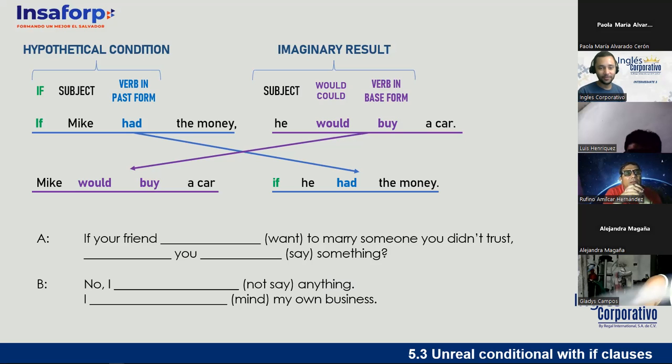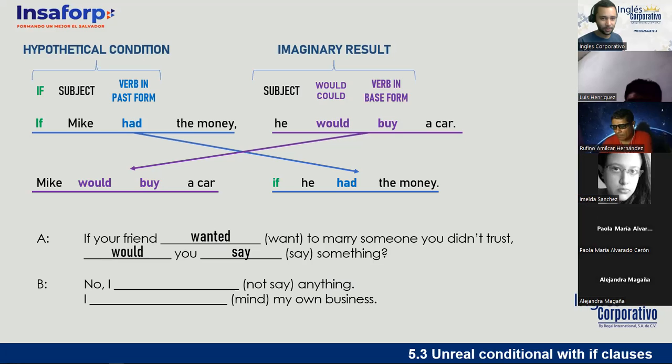If your friend wanted to marry someone you didn't trust, would you say something? Yeah, that's correct. Thank you, Paola. If your friend wanted to marry someone you didn't trust, would you say something? Si tu amigo quisiera casarse con alguien en quien no confiaras, ¿le dirías algo? Would you say something? So, that's good.